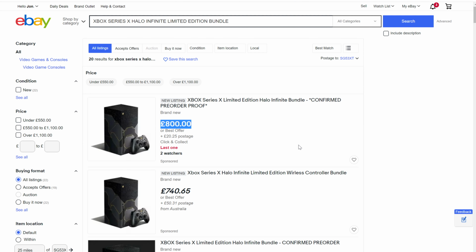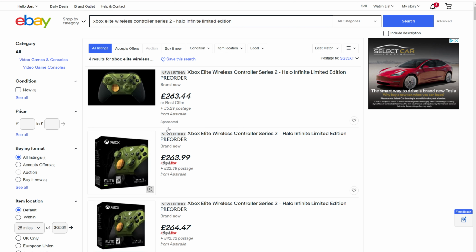And Microsoft and Amazon and all the other companies and eBay especially, I'm calling you out here, eBay. You did the right thing with the Steam Deck. They need to sort this out. And eBay, you need to take these sales down. You need to take them down now. Because these people don't even own these products yet because they're not released yet. You did it with the Steam Deck. Do it with the Xbox Limited Edition Halo. And also do it with the Elite controller, the Halo Infinite Edition. Because they don't own these products yet. They haven't got these products to sell.